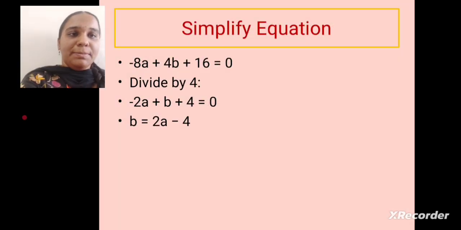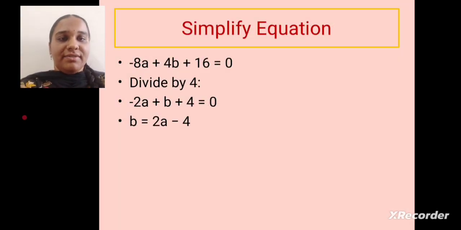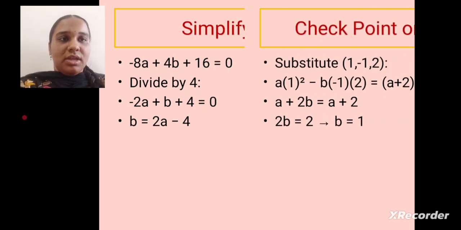So to simplify the equation, we're going to divide the equation that we got by 4, and then the equation is going to be minus 2a plus b plus 4 is equal to 0. Then b is equal to 2a minus 4.